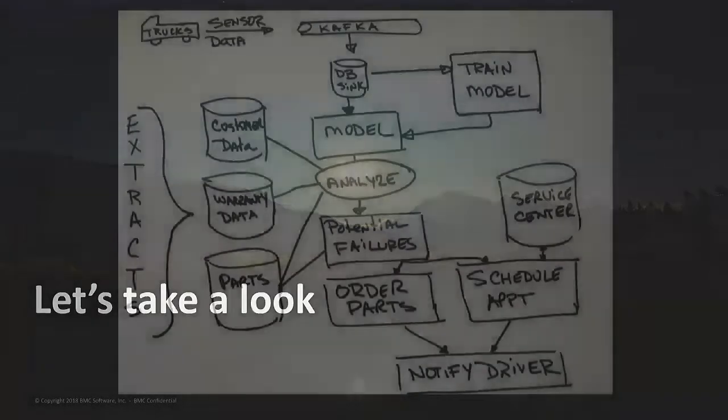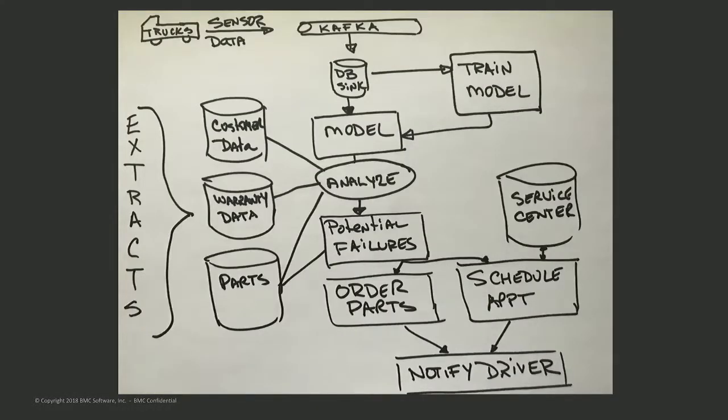Okay, so let's take a little bit of a look at how this would manifest itself within a development process. So let's say you are architecting, designing, building a new application. In this particular example, we're looking at a vehicle predictive maintenance application. So we've got a bunch of trucks on the top all the way at the left.